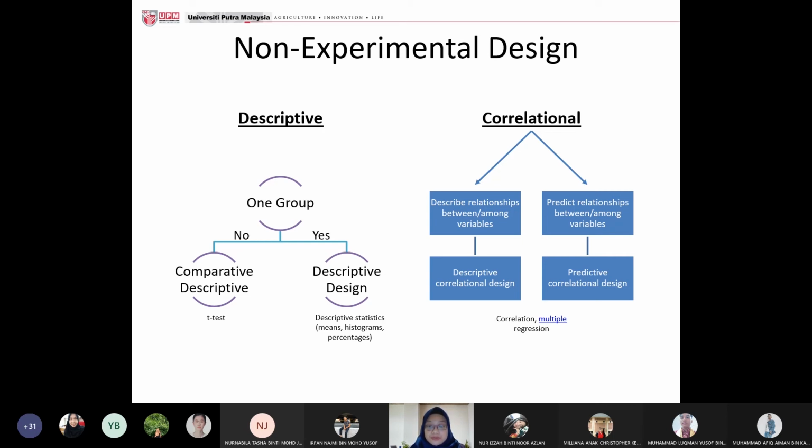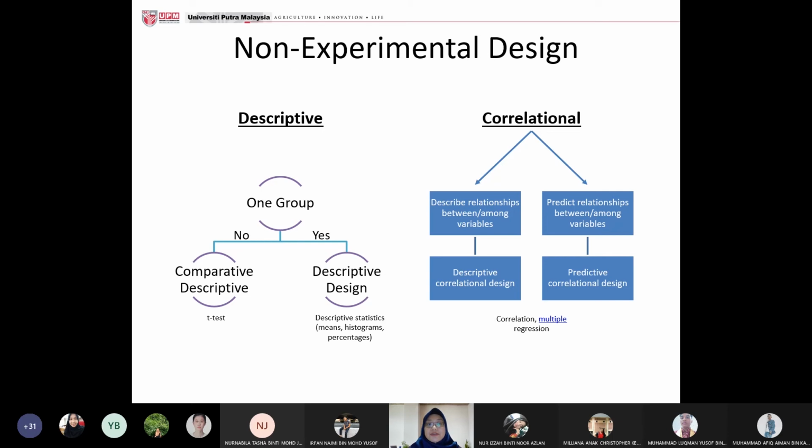only one group, let's say you are going to Shah Alam to look at their food waste, their behavior towards food waste. If you only have one group, only people in Shah Alam, it will be a descriptive design. Look at that one group. How are you going to explain that? You can use descriptive statistics. You have your means, histograms, and percentages. You can use that to explain the results.